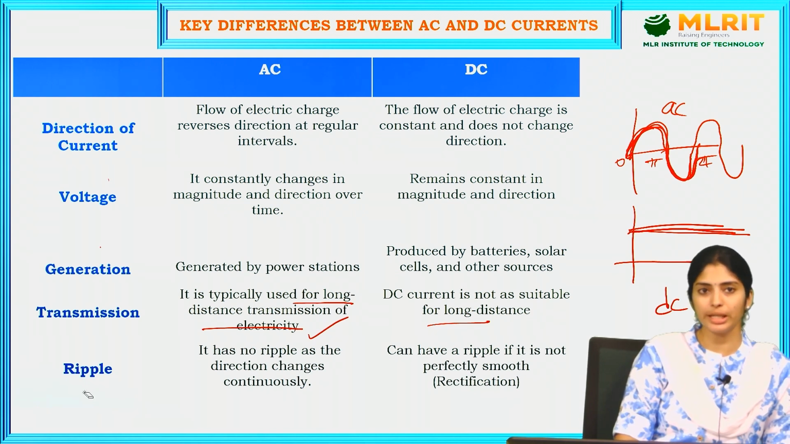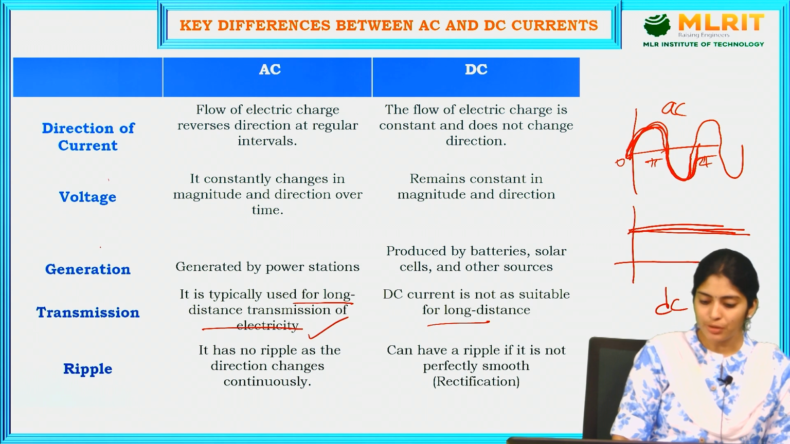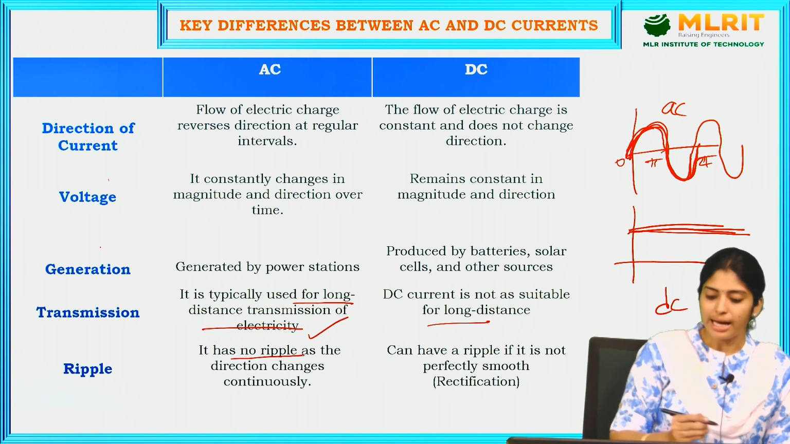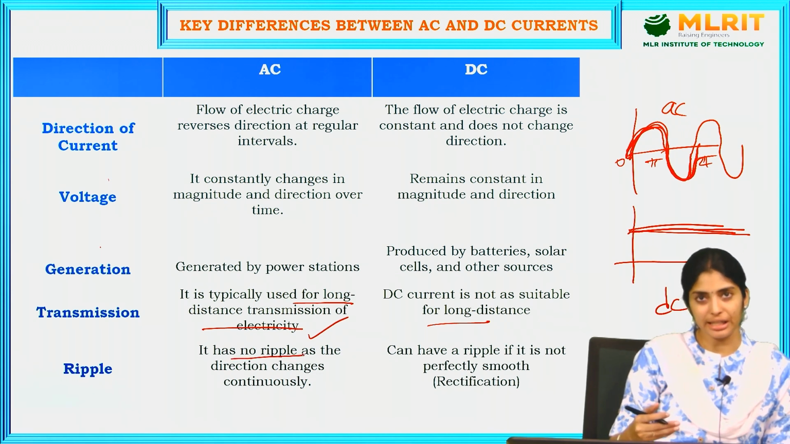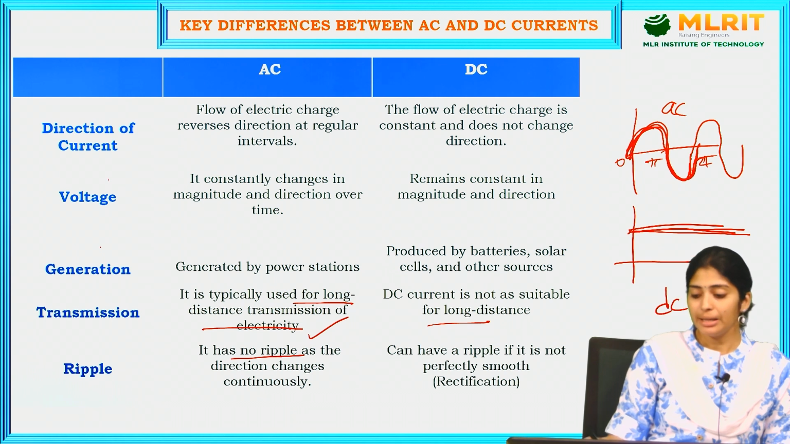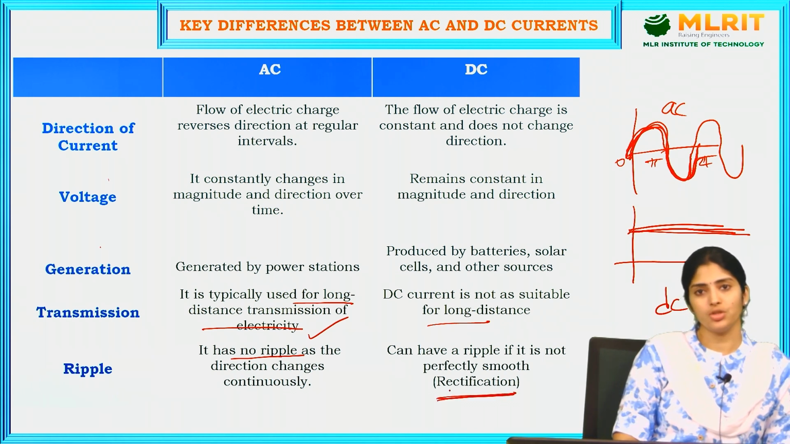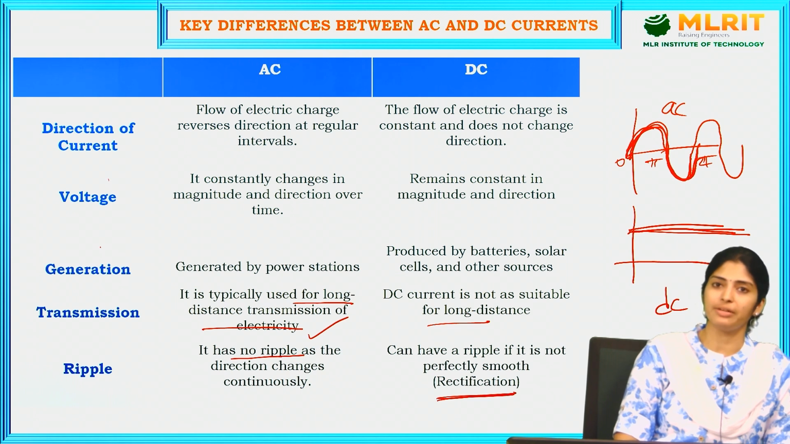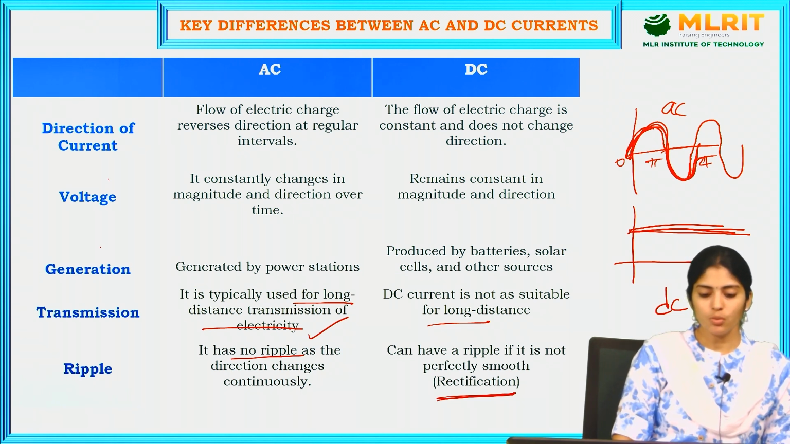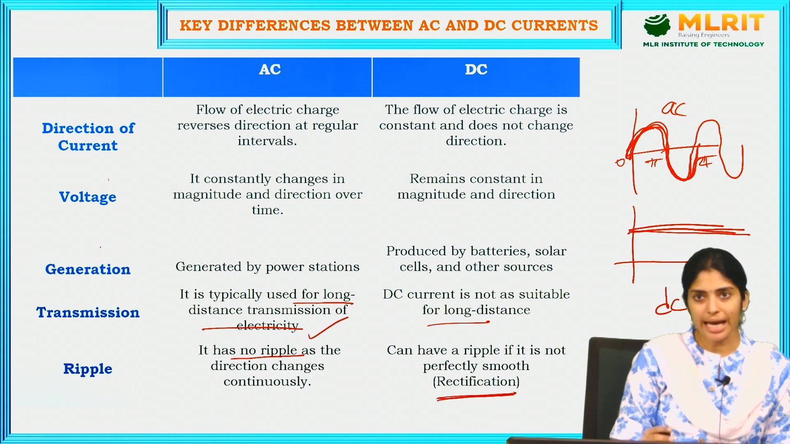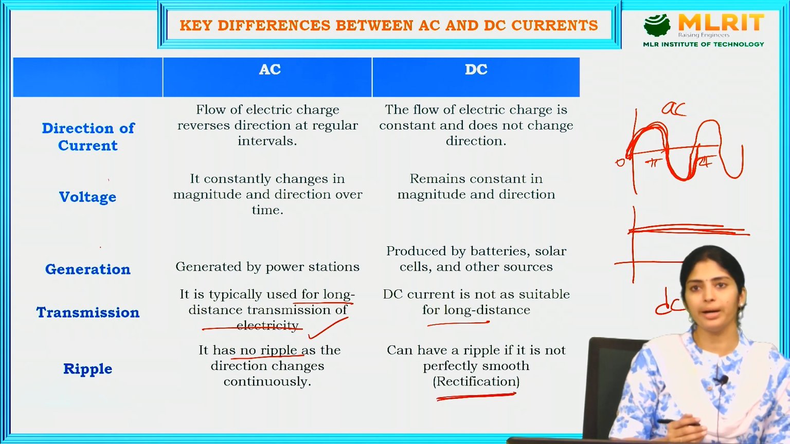Next, coming to the ripples. When compared to AC and DC, the AC will not have ripples as the direction changes frequently. But coming to the DC, there will be a rectification procedure. With this rectification procedure, there is a possibility of having ripple if it is not rectified smoothly. So when compared to AC and DC, AC is more preferred.